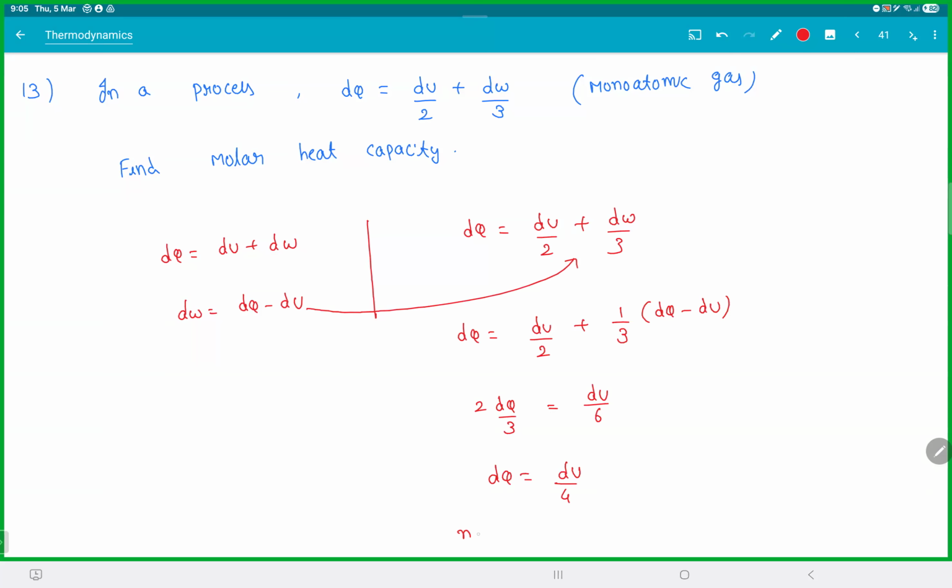But what is dQ? nC dT. And what is dU? nCv dT. Hope you remember that. You're done. So molar heat capacity is Cv by 4. And what is Cv? fR by 2. For a monatomic gas, it is 1/4 of 3R by 2, which is 3R by 8. Check.